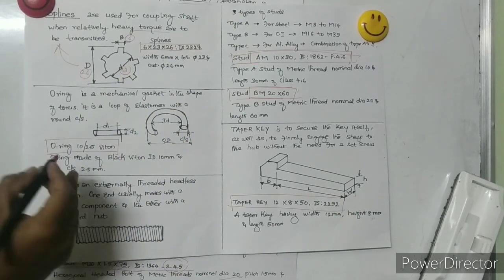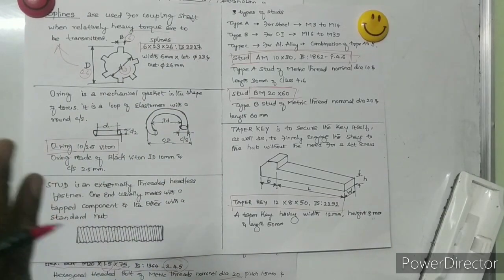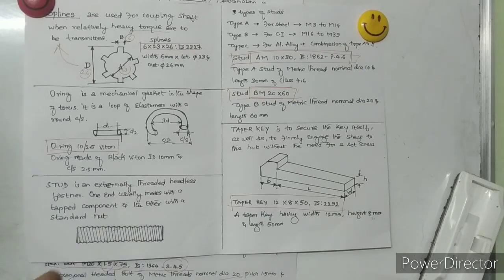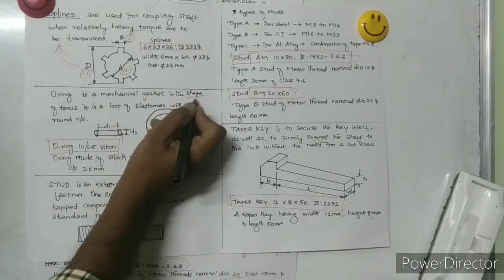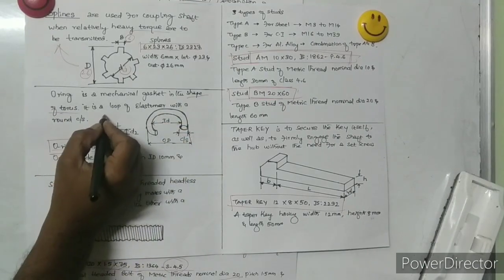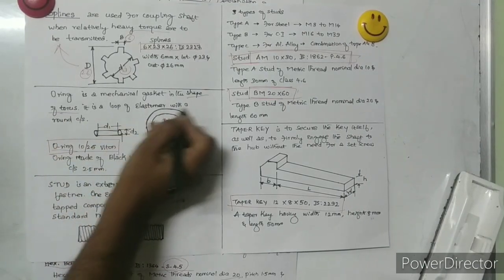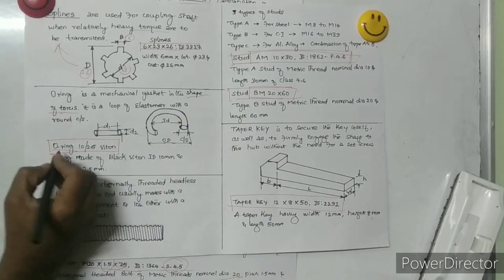Next, the O-ring. What is the O-ring? It is a mechanical gasket. For a pressure cooker we use a gasket, no? So pressure should not come out from there. For the same purpose, these are used in mechanical things. It is a gasket in the shape of a torus, a loop of elastomer with a round cross section, like this. So we know what the O-ring is.